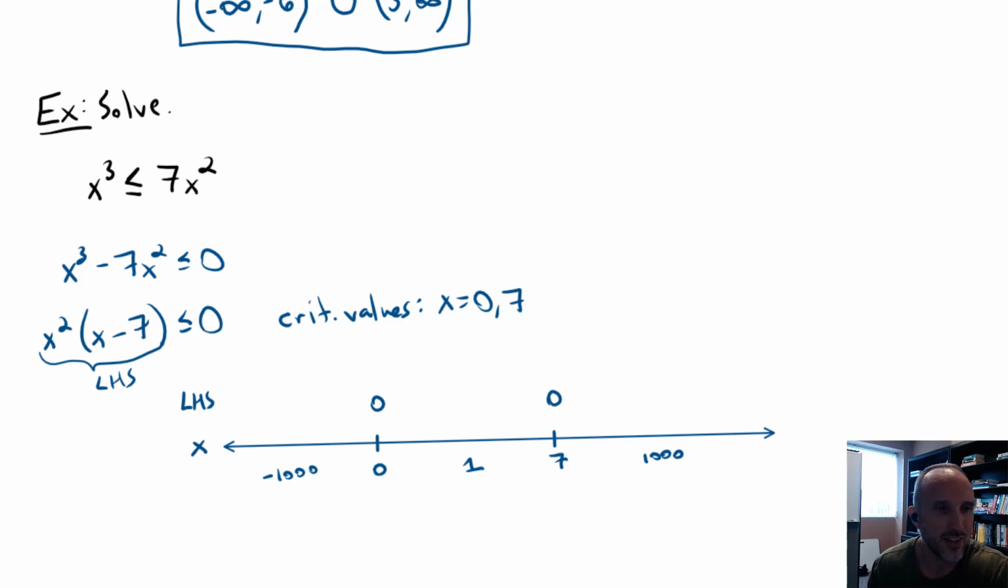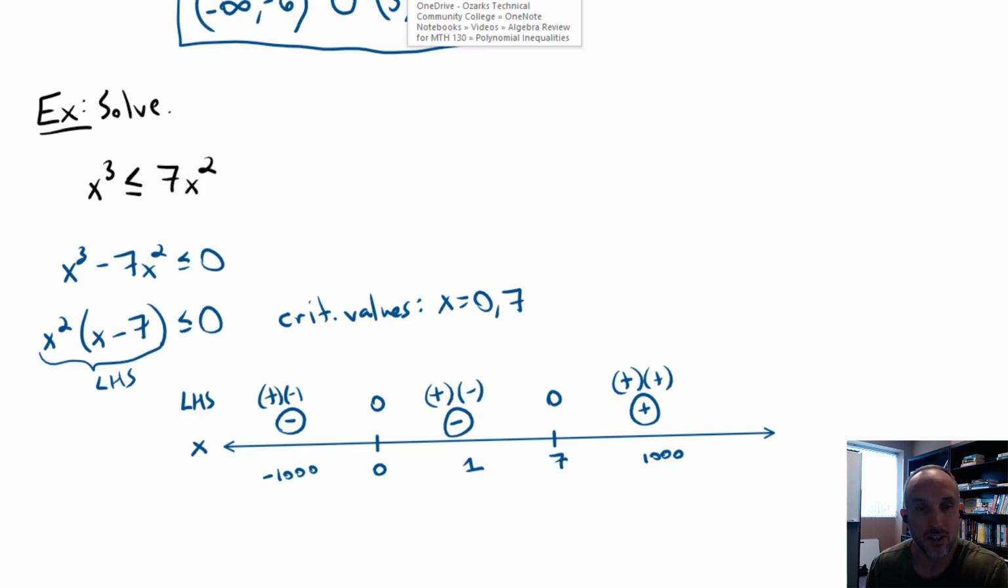Well, if we plug in -1,000 for this x and then square it, we get a positive number. -1,000 minus 7 is a negative number. Positive times a negative is negative. If we plug in 1, 1 squared is positive, 1 minus 7 is negative, so we get positive times negative, which is negative. And if we plug in 1,000, 1,000 squared is positive, 1,000 minus 7 is positive, and a positive times a positive is positive. Try the calculator trick here, by the way, too. See if you can become proficient in that. All right, so we have a complete number line chart.